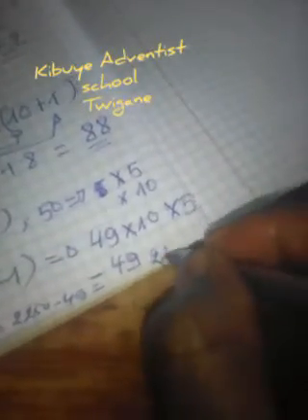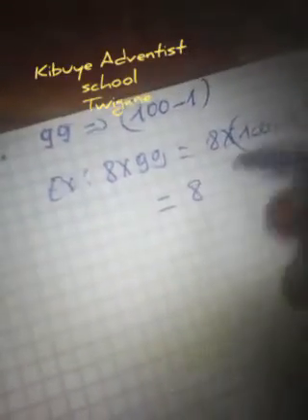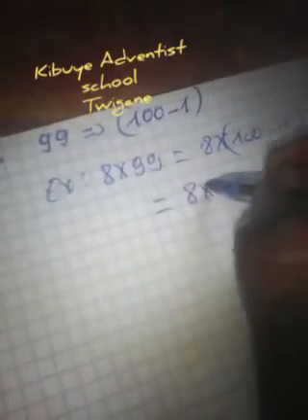Then it will be equal to 2401. So now let us continue with 99 is equal to 100 minus 1. So 8 times 99 will be equal to 8 times 100 minus 1, which is equal to that one.